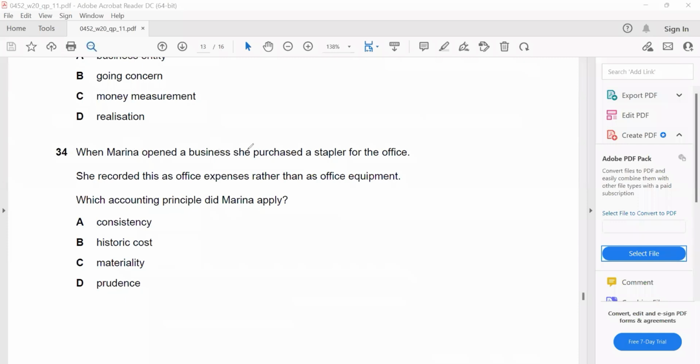When Marina opened a business, she purchased a stapler. Normally we treat it as stationery. She recorded this as office expenses rather than office equipment. Which accounting principle did Marina apply? A stapler has a cheap cost and the value is very low, so the size is insignificant to the business. So we call it materiality. Consistency is talking about the method and the rate. Historical cost is based on the original purchase price. Prudence is to avoid profit or assets being overstated. So materiality is talking about the value recognized as an asset or as an expense.